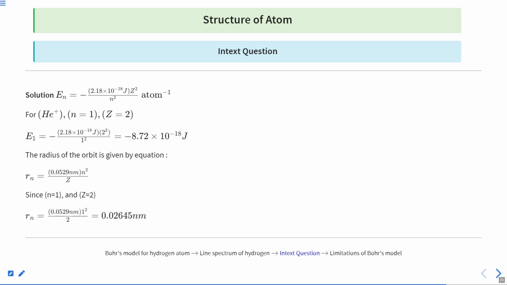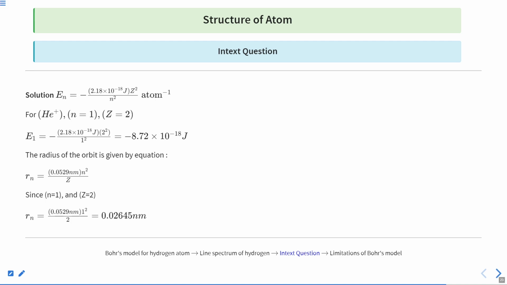Okay, so we put Z equals 2 here. Clear? Z equals 2 while we are treating with helium. That is why we are putting Z equals 2 and N equals 1. And this RH value, the Rydberg constant, we take as 2.18 into 10 to the power minus 18. That will give you the energy of the first state. It is 8.72 into 10 to the power minus 18 joule, which is your answer. Clear? Okay.